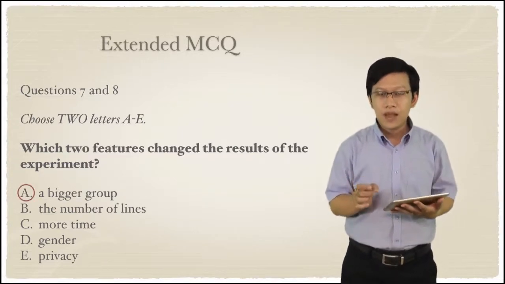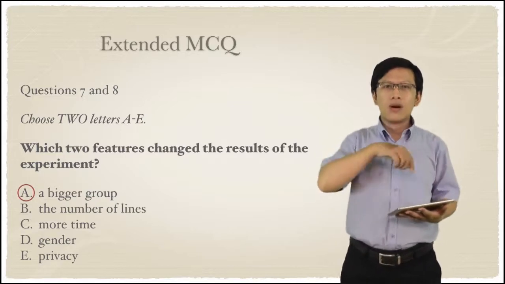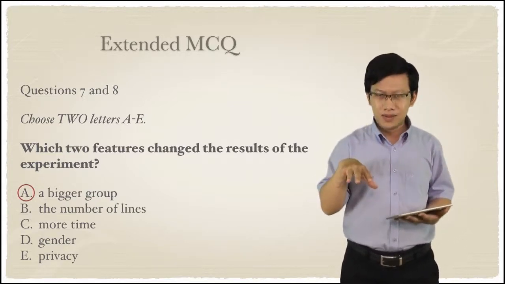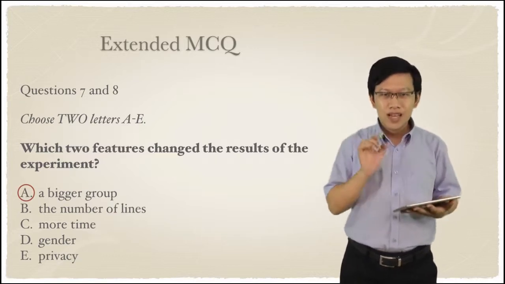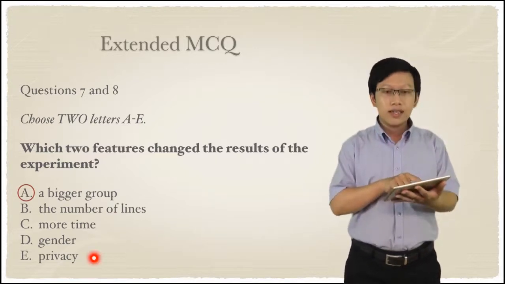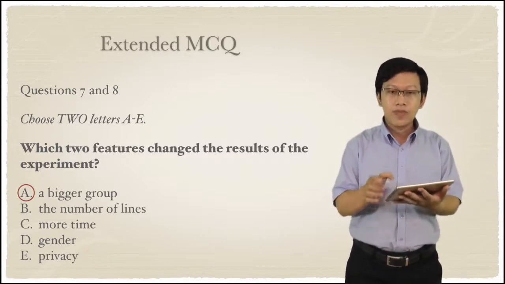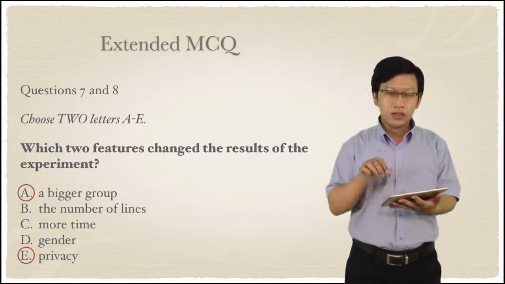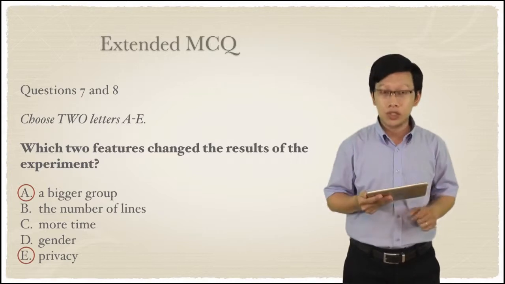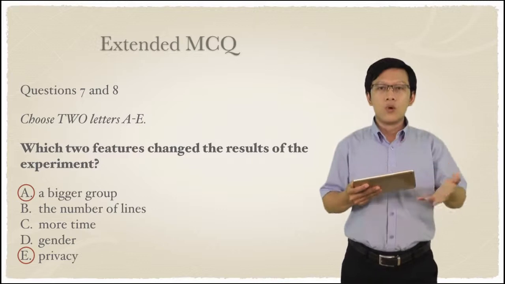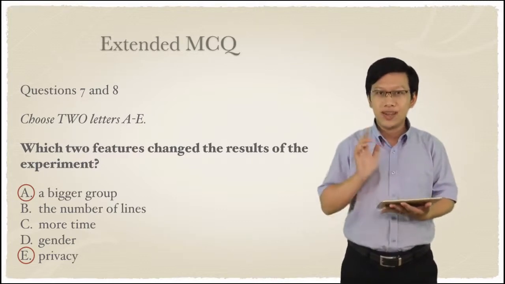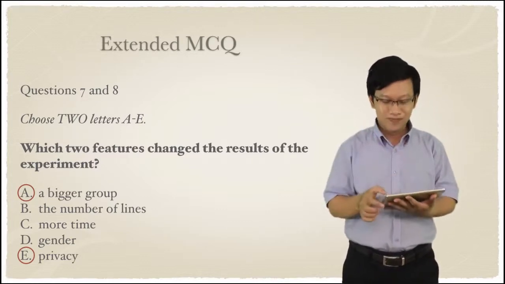So, what's the answer? First one, if there were more participants, alright? And there were more participants, that means a bigger group. Second, if they can respond in secrecy, that means privacy. So these are the two answers you're gonna have to choose in order to answer this question. Okay, look for synonyms or words that can be used to substitute the ones that you see in the question.